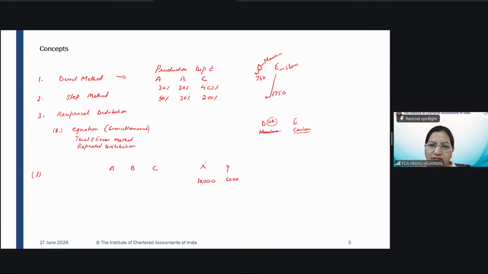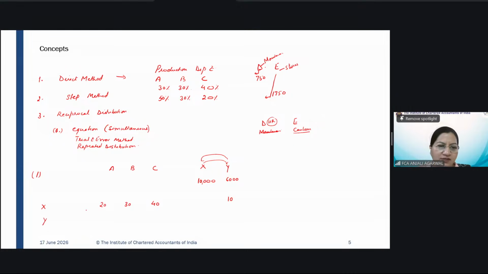And X is using the services of Y, and Y is also using the services of X. So both are using the services of each other, apart from A, B, C using the services of Department X as well as Department Y. So if there is the first method, simultaneous equation, what will be mentioned to you is that Department X expenses are to be allocated to A, B, C, and Y in the ratio of 20, 30, 40, and 10.